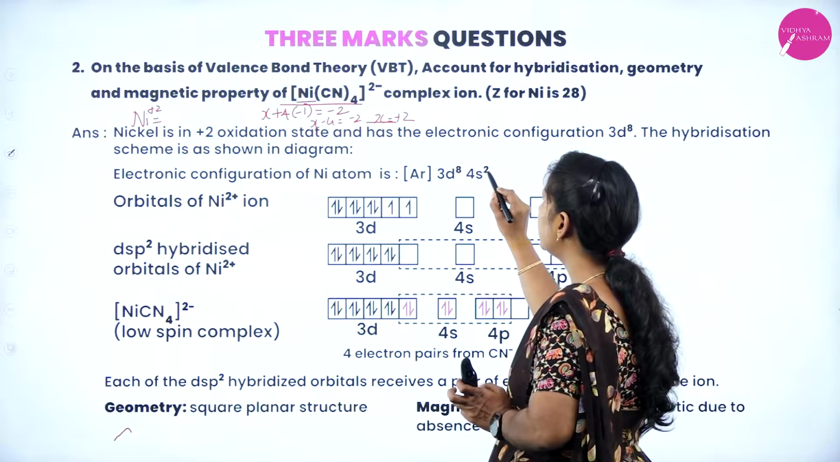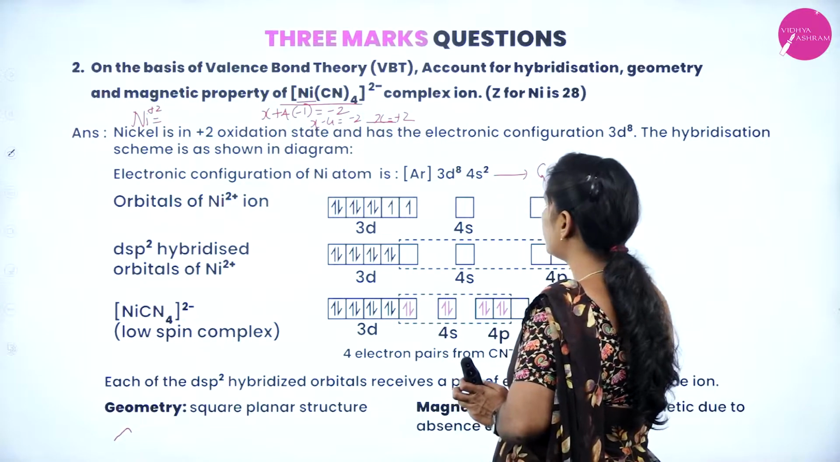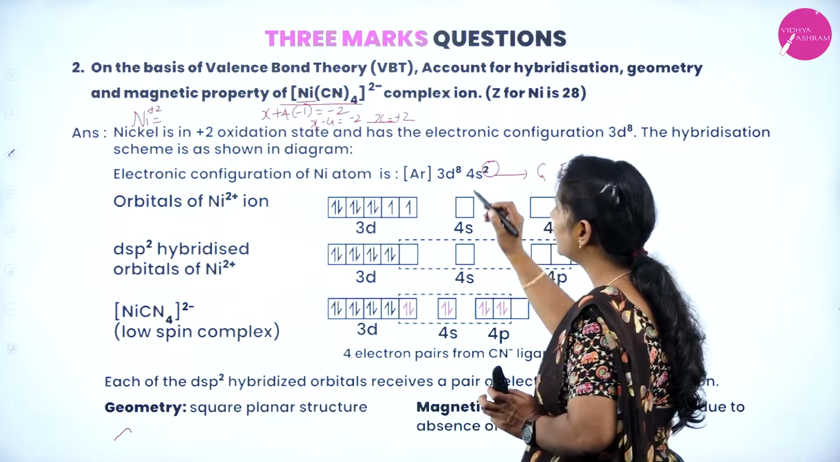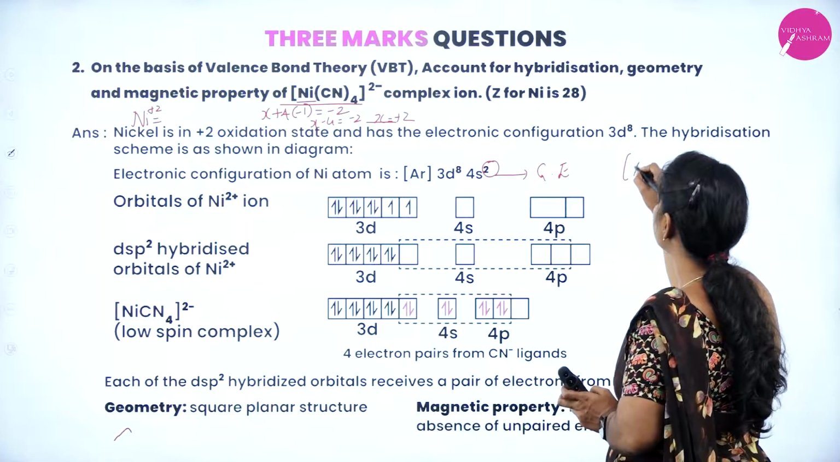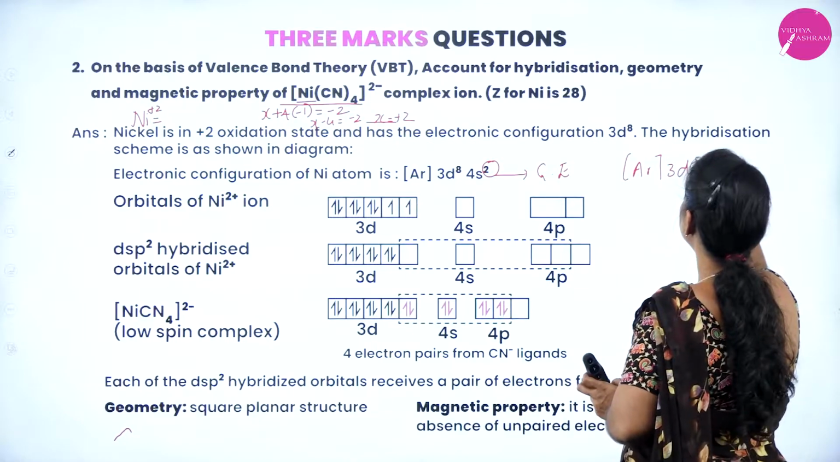So here I have written 4s2. Why? This is the ground state electronic configuration. So in the excited state, the 2 electrons from the 4s will be removed. So the electronic configuration will become argon 3d8, 4s0.